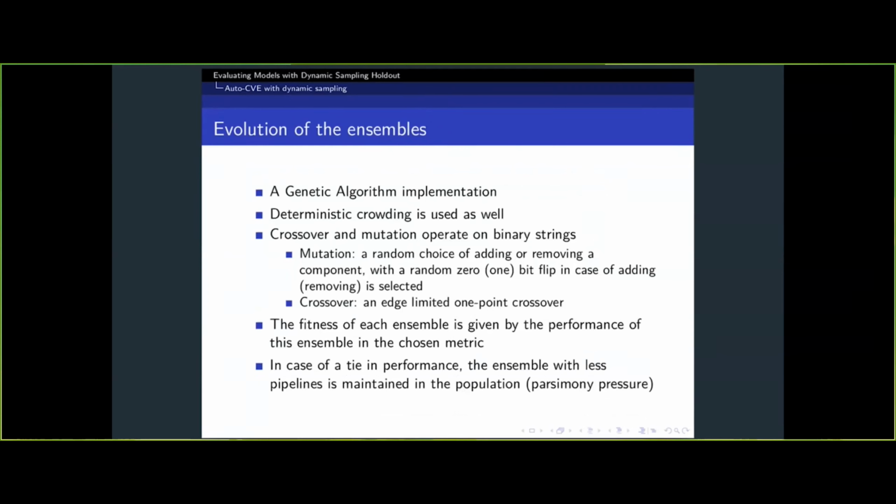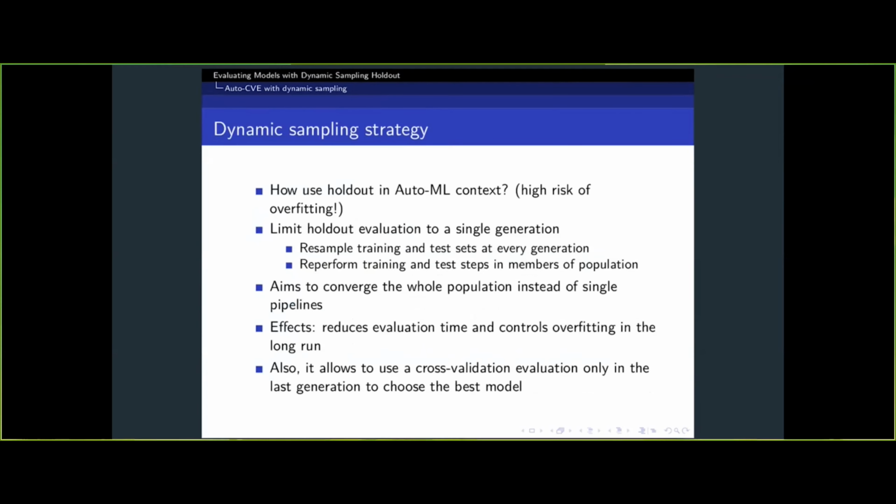About the evolution of the ensembles, we use the same niche scheme here to keep the evolutionary procedures similar. Mutation and crossover have some small modifications compared to the traditional binary operations, and the feature of each ensemble is just the performance of the ensemble itself. If two ensembles have the same performance, we have a second criterion: we just take the smaller ensemble. So, all this procedure until now is valid for both evaluation through cross-validation and holdout.